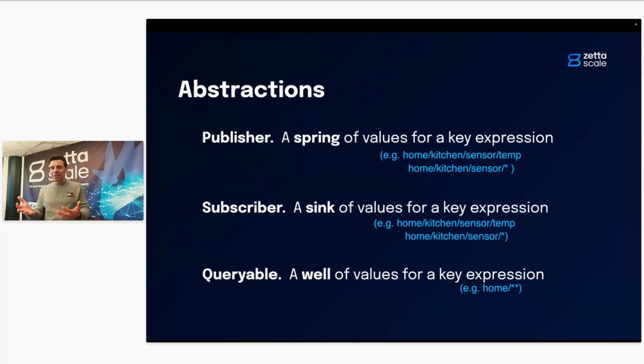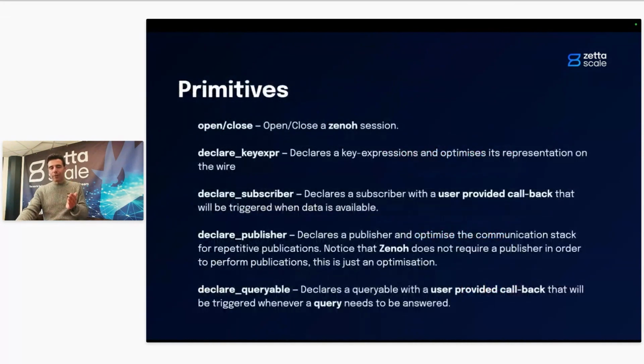But a publisher is nothing but a source of values for a given key expression. Then you have subscribers that are sinks for values of a given key expression, and queryables, which really are a place, like a well, where you go to look for values or resources that match a given key expression. In terms of primitives, you have open and close to deal with session opening. There are quite a few things that are negotiated when opening a session. We figure out if we can do shared memory. Authentication is done, if there is an authentication plugin. You have an option to negotiate sequence number resolution, and so on and so forth.